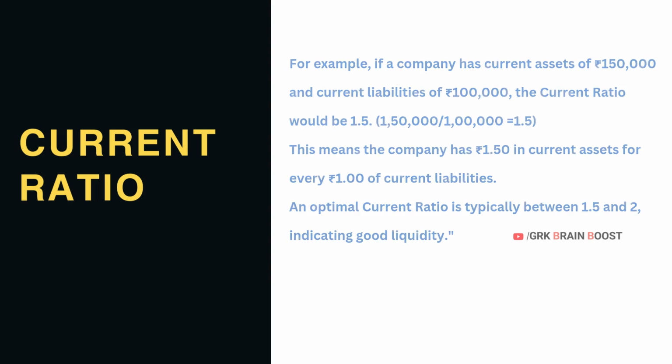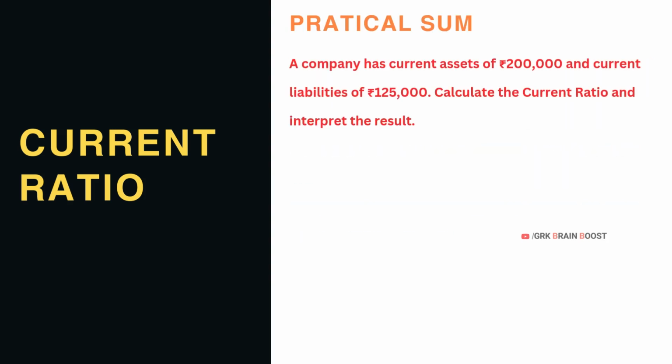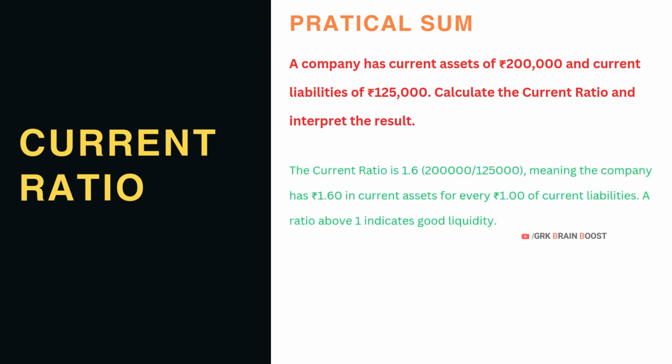Now let's try a practical problem. A company has current assets of 2 lakhs and current liabilities of rupees 1,25,000. Now calculate the current ratio and interpret the results. The current ratio is 1.6, meaning the company has rupees 1.6 in current assets for every 1 rupee of current liabilities. A ratio of 1 indicates good liquidity.